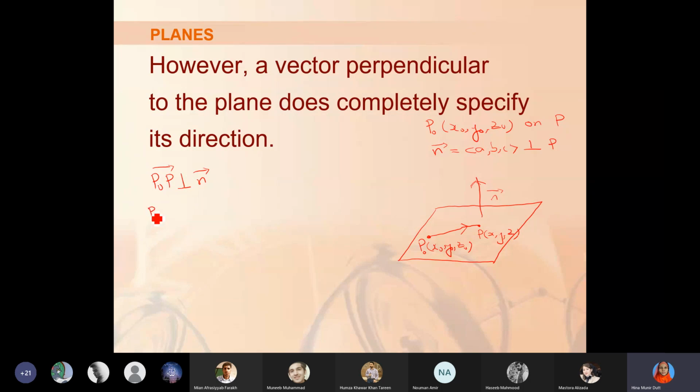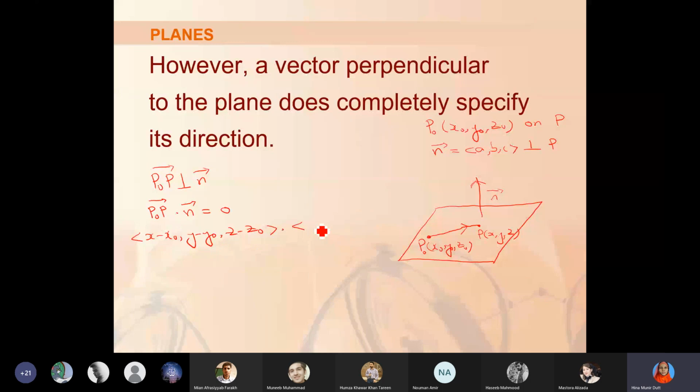When they are perpendicular to each other, what is the dot product between them? The dot product between them is 0 because cos of 90 degrees is 0. So it makes this dot product equal to 0. Now I'm going to take the dot product. What is P naught P? It is equal to x minus x naught, y minus y naught, z minus z naught, right?